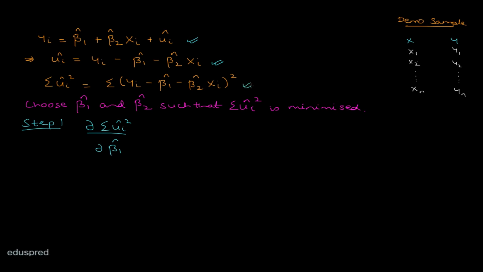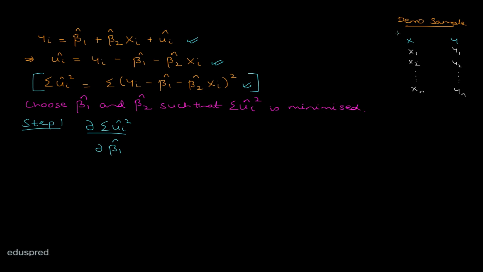which is this. Now, as per the method of OLS, we have to choose beta 1 hat and beta 2 hat such that summation of ui hat square is minimized. That means our focus is on minimizing this particular expression. As I told you earlier, we are going to do this minimization exercise given a particular sample.